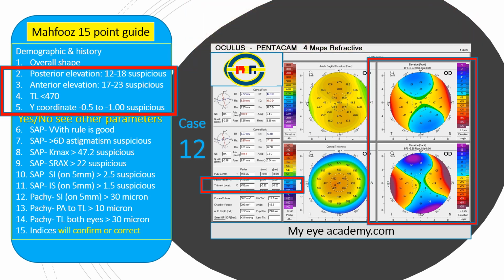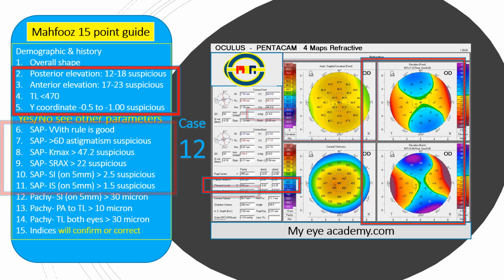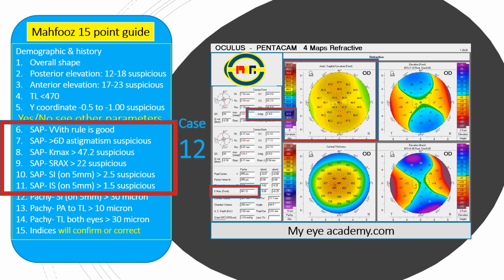Look at the posterior elevation. The posterior elevation is within the normal range, while the thinnest location is less than 470 and the y coordinate is minus 0.25. So this is a mixed pattern. It may be keratoconus or may not be keratoconus. Now remember, we have got a normal posterior elevation. Let's confirm it with the other parameters.